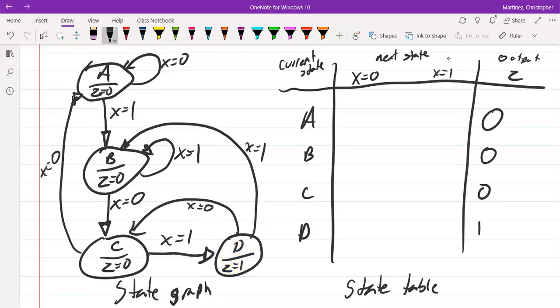Now let's figure out our next states. For our next states, we're starting with A, and we're looking for X is equal to 0. We've got to see where that arrow goes to. And we see that arrow goes back into A. So when X is equal to 0, we go to A. Okay, what about 1? We're at A, we follow that arrow of X is equal to 1, and we see we go into B.